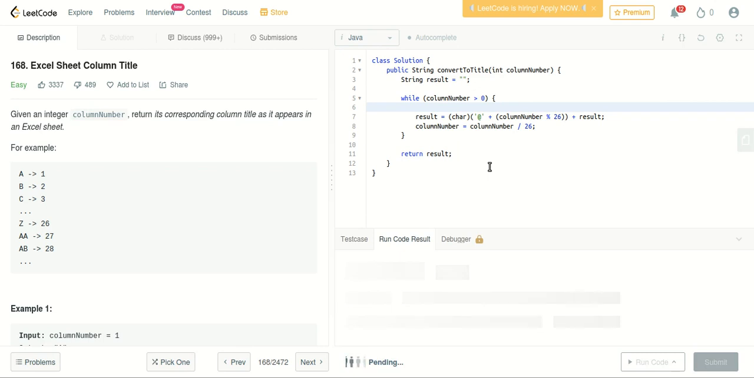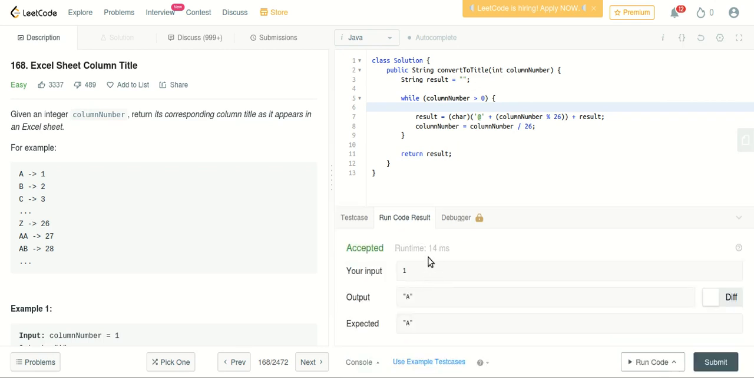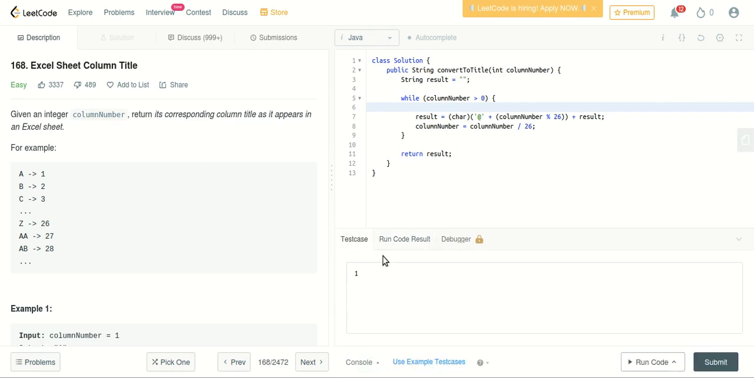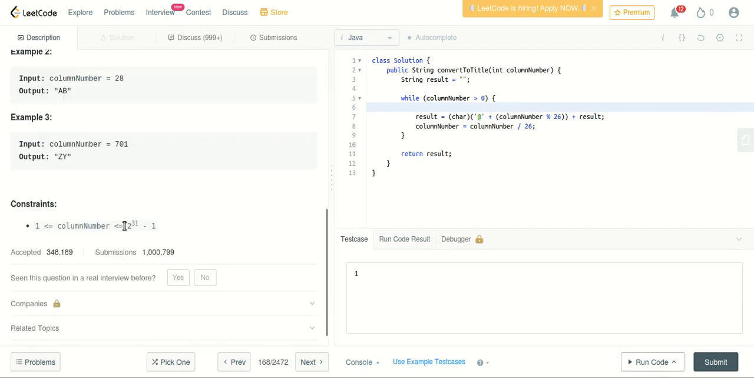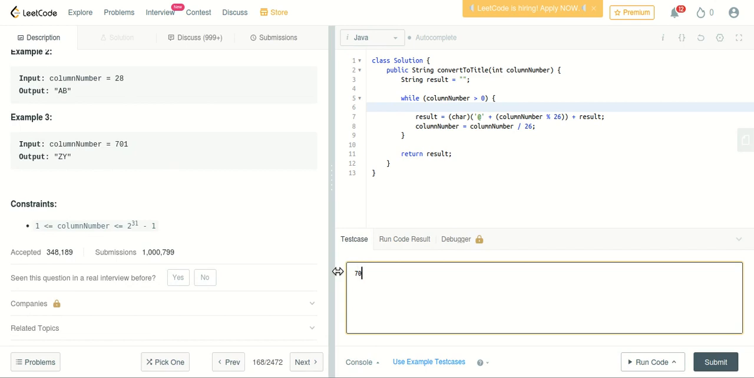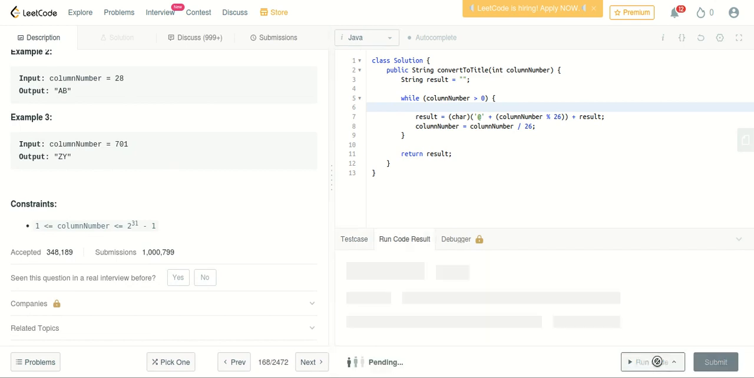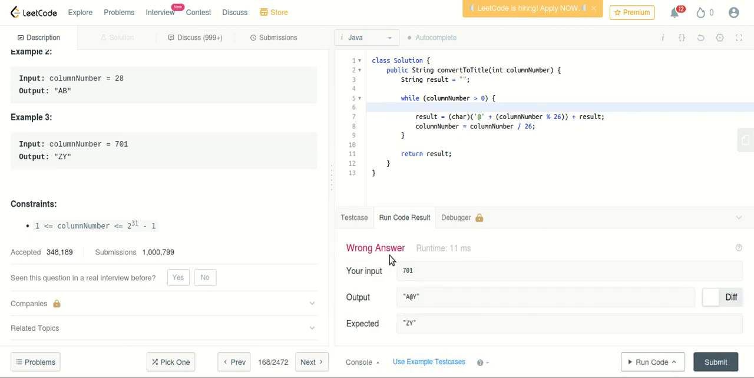Okay, great. So I think we should get a good answer with that. Let's try to run it. Okay, yeah, output is yes, but let's say if we have a base case like 701, I just try to experiment with 701, and it gives a y, but it should be zy, so there is a problem with this.